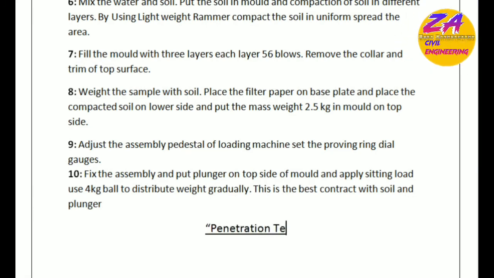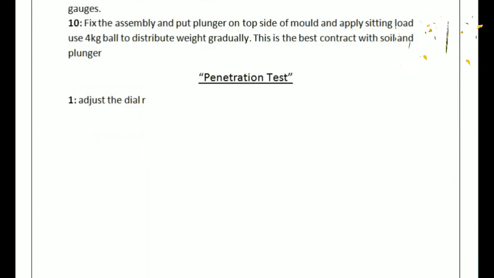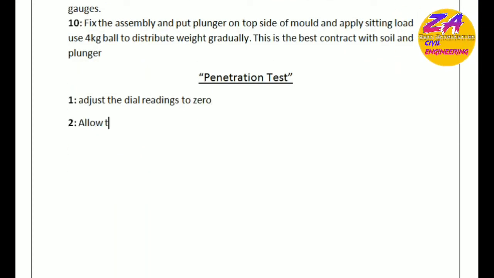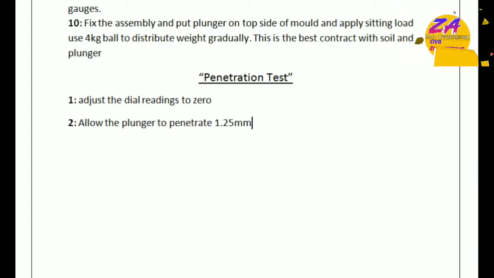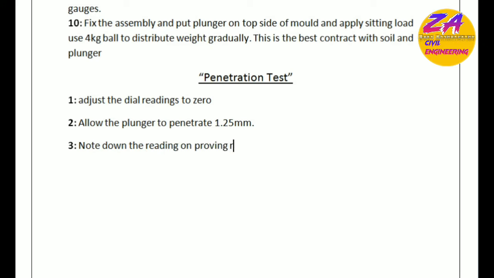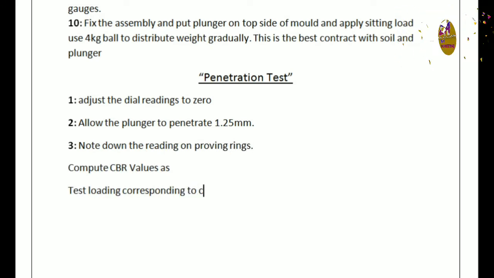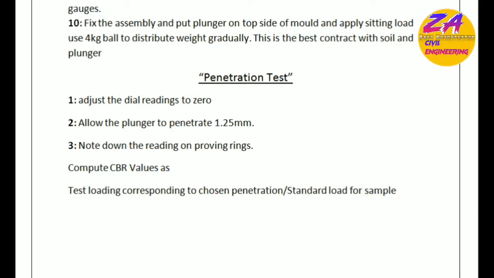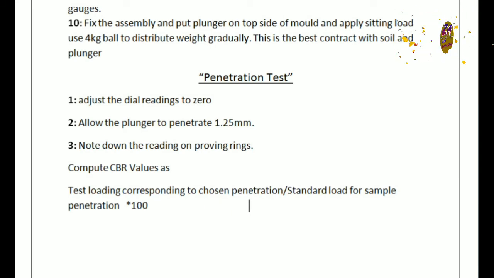And then the penetration test. After moulding, for the penetration test, adjust the dial gauge to 0. Allow the plunger to penetrate 1.5 to 5 mm. Note down the readings on the proving ring. Compute the CBR value: test load corresponding to the chosen penetration divided by the standard load for that penetration, multiplied by 100. Right? Observations and calculations. So you can see the tables on the screen. These are the observations: penetration, unit load and total load.